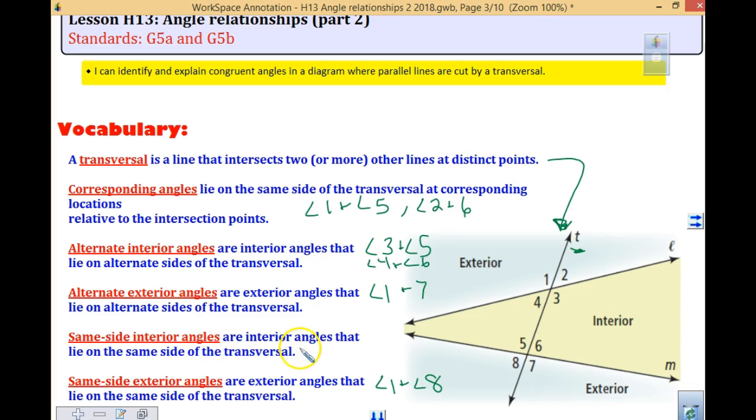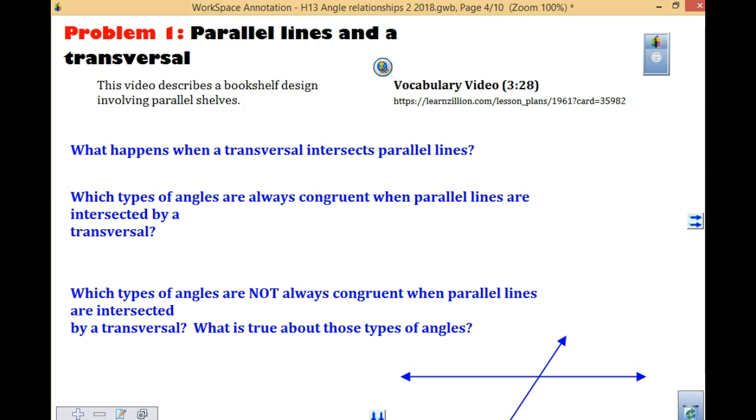If we have same side interior, 3 and 5 were alternating interior up here. So we should have 3 and 6, right? They're on the same side of that transversal. So when they talk about alternating or same side, they're always referencing it with this transversal line. So when you think of the transversal, we're always kind of looking at it in terms of on one side or the other of that line.